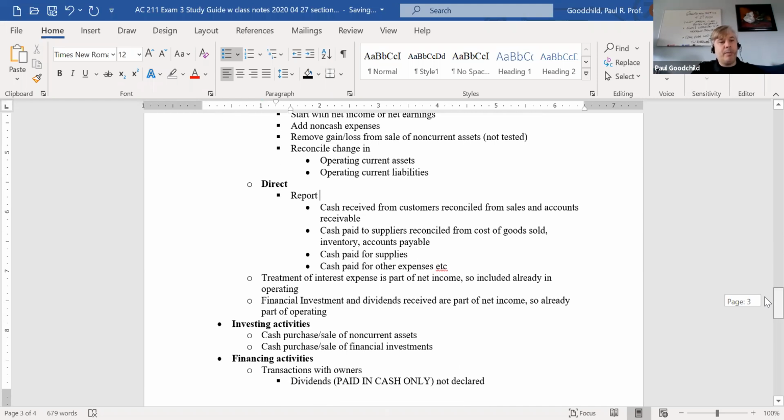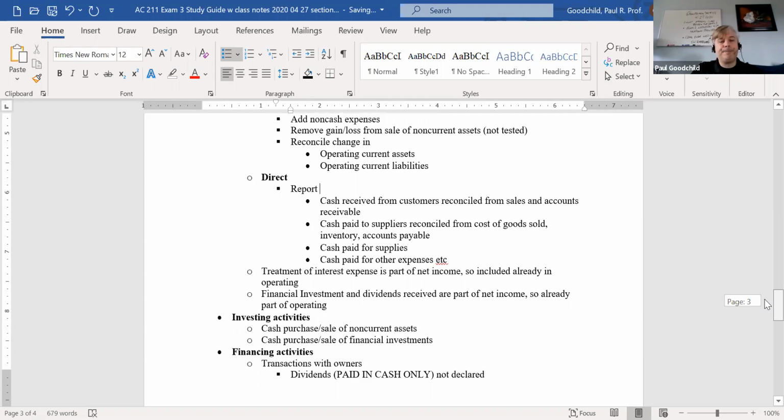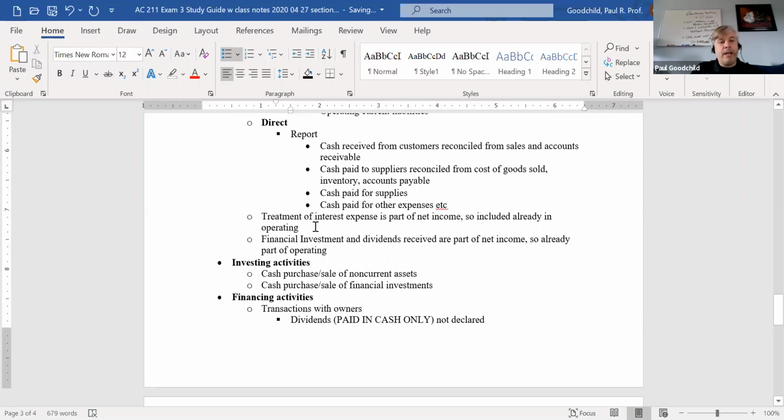We went through a couple of these questions for chapter 9, actually about 6 of them, and then we also had some on your coursework. Now, keep in mind the treatment of interest expense and financial investment income and dividends. So those are the things that we receive. It's already part of net income, so they're included already. So they're part of the operating section.